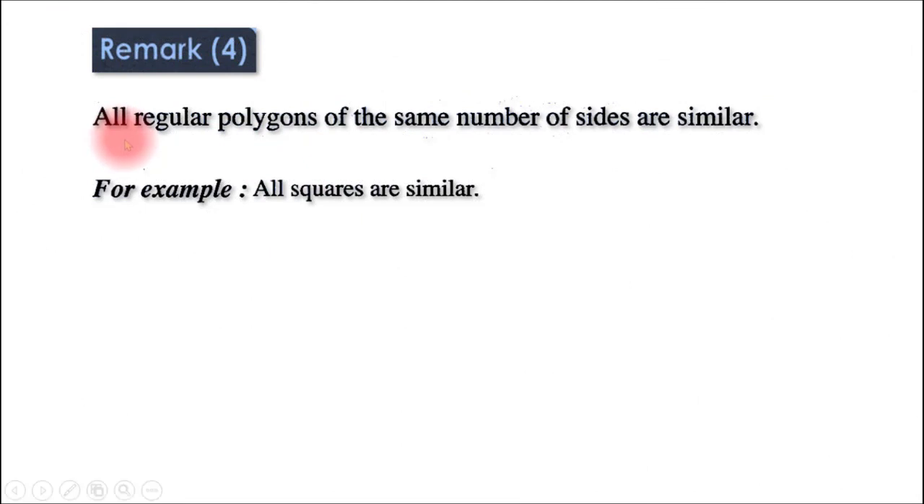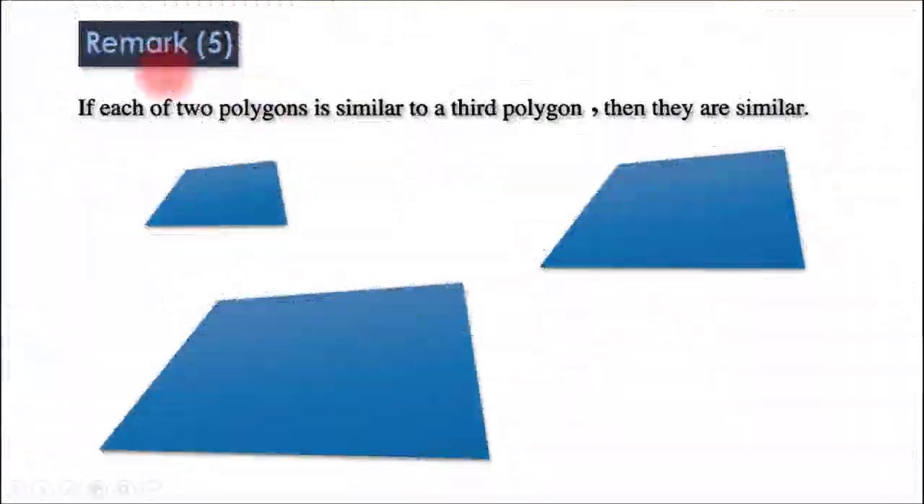Remark 4: all regular polygons of the same number of sides are similar. For example, all squares are similar, or equilateral triangles are similar. Remark 5: if each of two polygons is similar to a third, then they are similar.